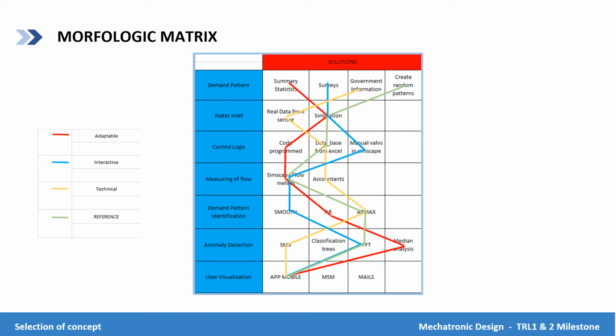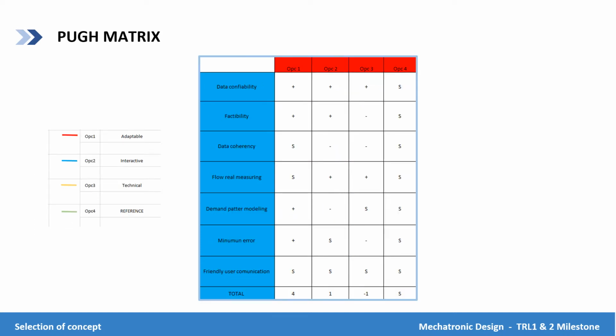In our morphologic matrix, we have the functions and the solutions, and we established 4 options to solve the problem. In the part matrix, we have the 4 options, and we found that option 1 has the best score because it can solve the functions in a better way.